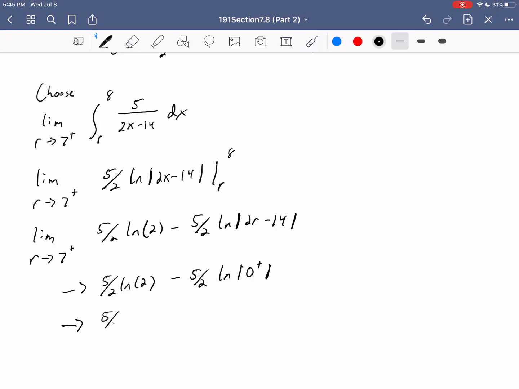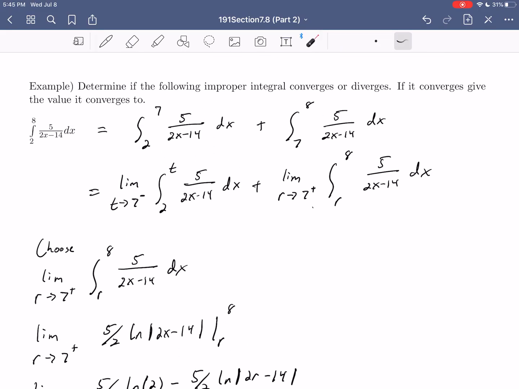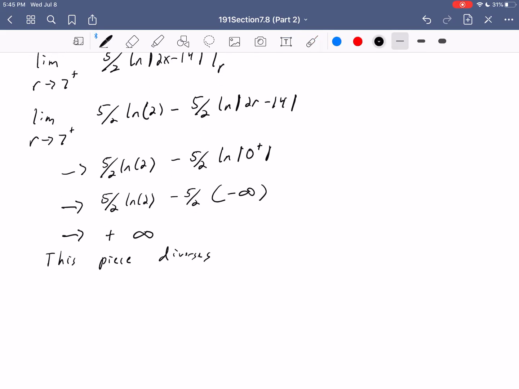This is going to go towards negative infinity. So this is going to approach 5 halves ln of 2 minus 5 halves times negative infinity, which means that this overall thing is going to approach positive infinity. We don't really care where it approaches. We just know that this piece diverges. So what does that tell us about the overall thing? Well, we don't even need to bother analyzing the other piece. The whole thing diverges as well.